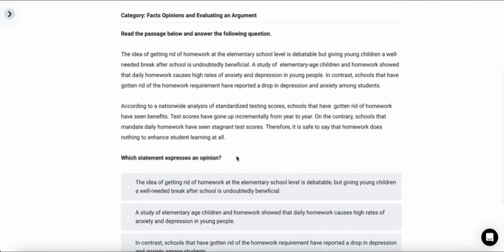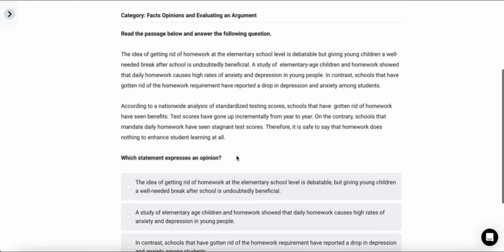Read the passage below and answer the following question. The idea of getting rid of homework at the elementary school level is debatable, but giving young children a well-needed break after school is undoubtedly beneficial. A study of elementary-age children and homework showed that daily homework causes high rates of anxiety and depression in young people. In contrast, schools that have gotten rid of homework requirements have reported a drop in depression and anxiety among students. According to a nationwide analysis of standardized testing scores, schools that have gotten rid of homework have seen benefits. Test scores have gone up incrementally from year to year. On the contrary, schools that mandate daily homework have seen stagnant test scores. Therefore, it is safe to say that homework does nothing to enhance student learning at all.